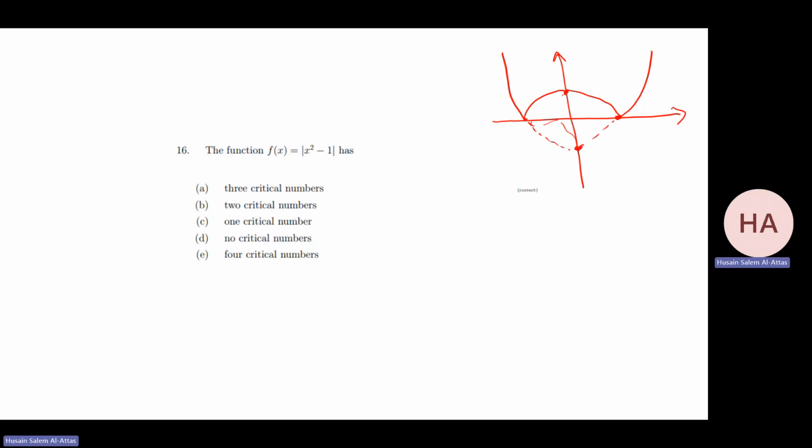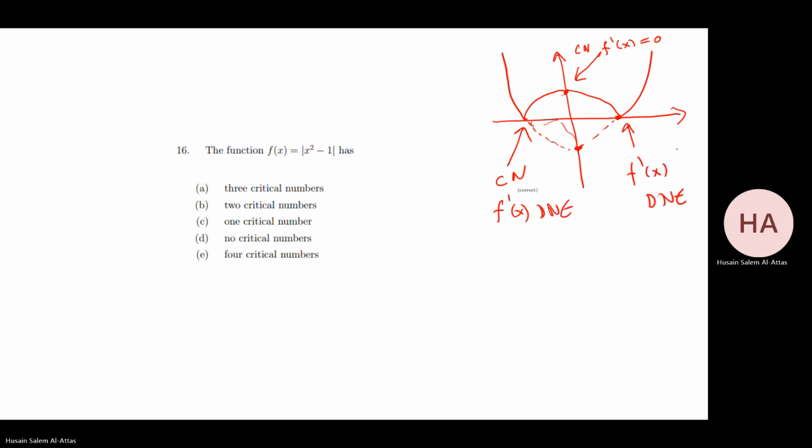Okay. So you notice here we have a critical number. F prime equal to 0. Here and there, you have critical numbers. F prime does not exist in these two. So you have critical numbers. So how many critical numbers do we have? I have 3 critical numbers.